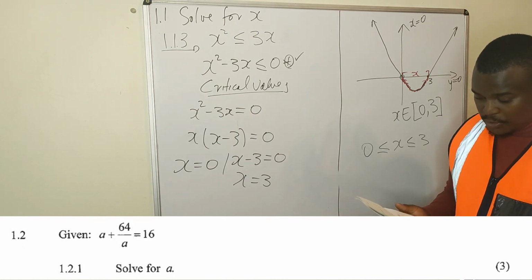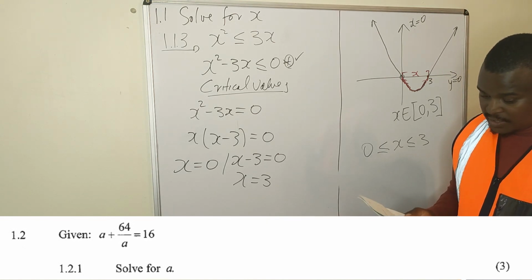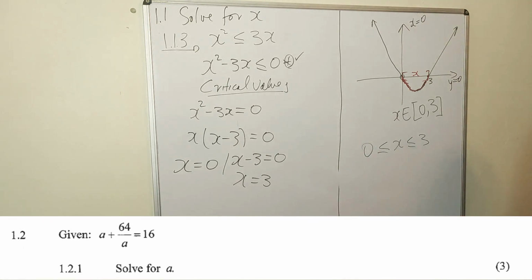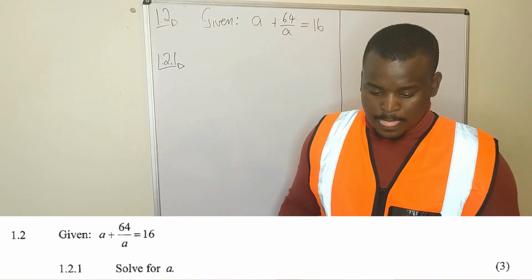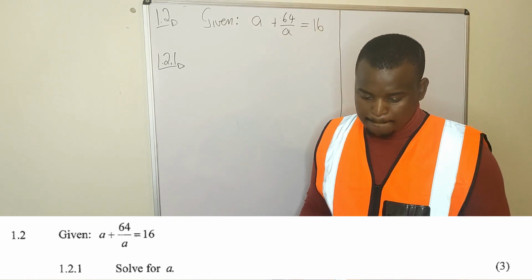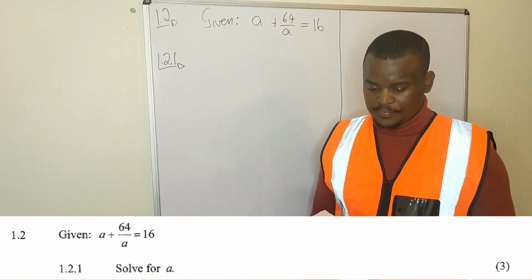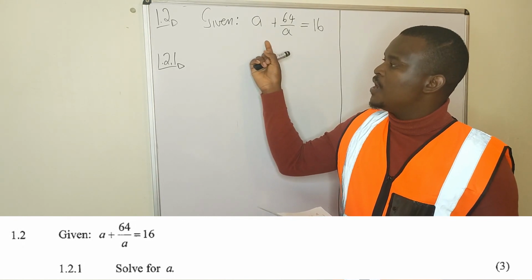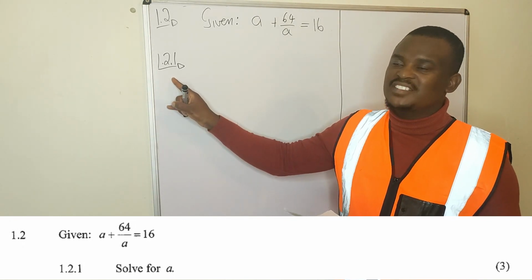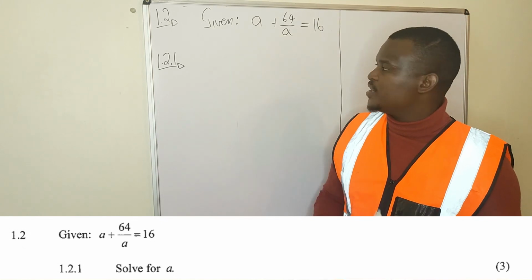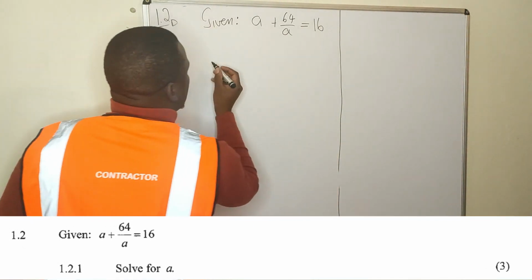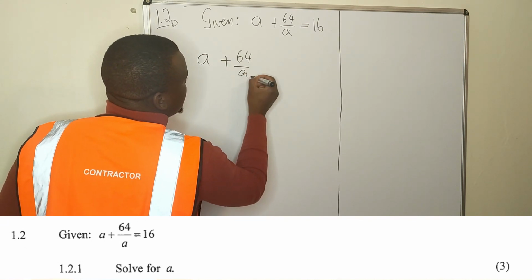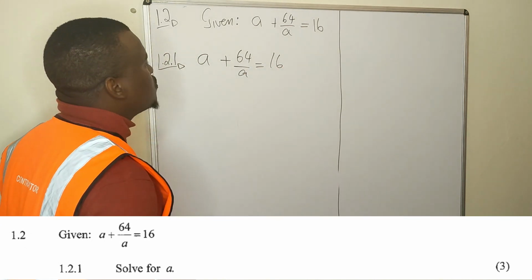The next question is 1.2. I'm going to clean the board, and then you do 1.2. So now we're doing 1.2. You are given this equation, and at 1.2.1 they're asking you to solve for a from this equation: 64 over a is equal to 16.